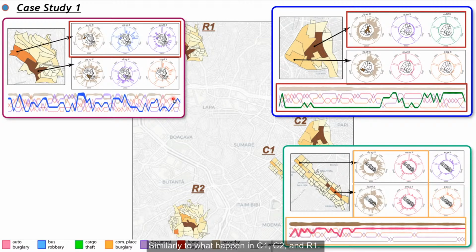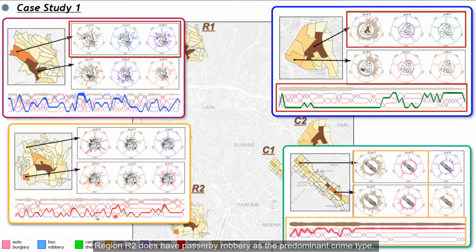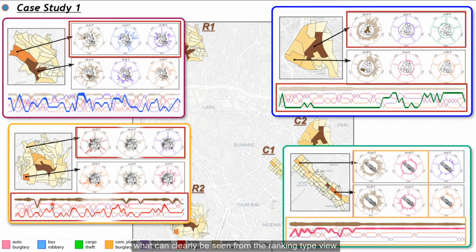Similar to what happens in C1, C2, and R1, region R2 has passerby robbery as the predominant crime type, which can clearly be seen from the ranking type view. Moreover, home burglary is the most relevant crime in one of those regions. In fact, home burglary is a relevant crime in R2 as a whole, as indicated by a reddish curve in the ranking type view. Notice that home burglary has increased in importance over the years.